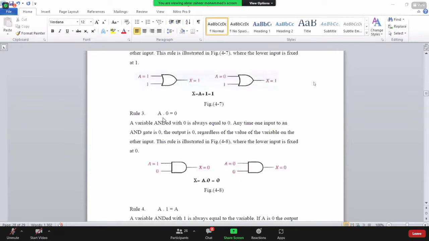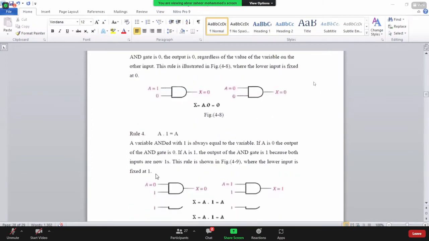Next rule is that A dot 0 is equal to 0. What is this rule? When a variable is ANDed with 0, it is always equal to 0. Means A dot 0 is equal to 0. So here we have taken the AND gate. The lower input of this AND gate is fixed to 0 and the value of A is equal to 1, then the value of X is equal to 0. And if the value of A is equal to 0, then also the value of X is equal to 0. It states that when a variable is ANDed with 0, it is always equal to 0.